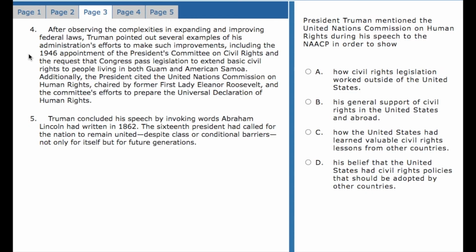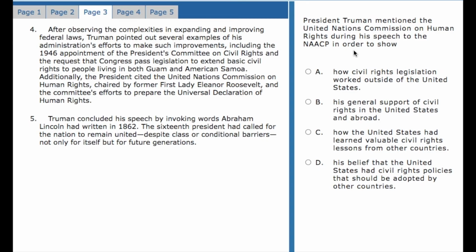And so C says how the United States has learned valuable civil rights lessons from other countries. Well, this paragraph says absolutely nothing about civil rights lessons we've learned from other countries. It just talks about extending those rights to other countries. So I would take C out. Then let's look at D. It says his belief that the United States had civil rights policies that should be adopted by other countries. So D, I could see why somebody would think this, but again, it goes back to the question.